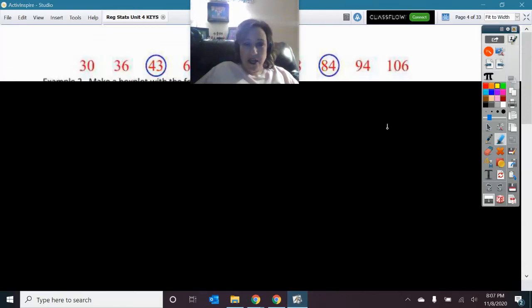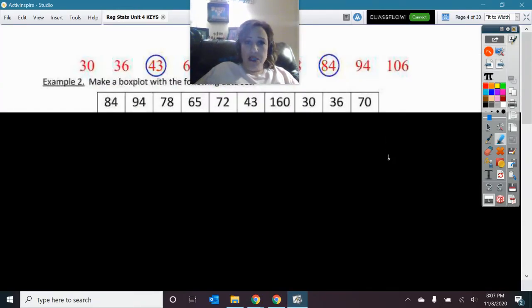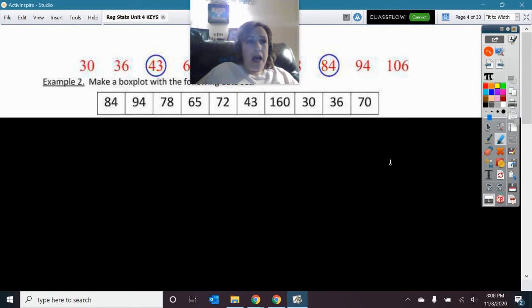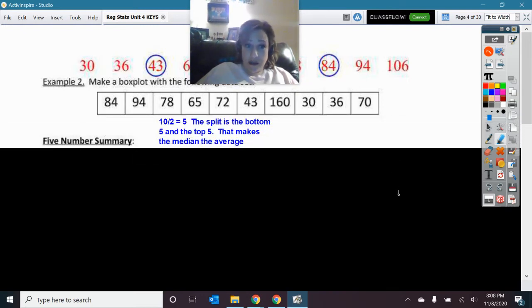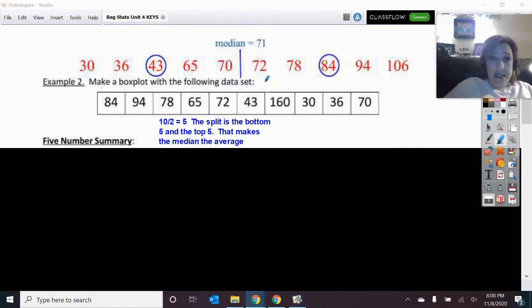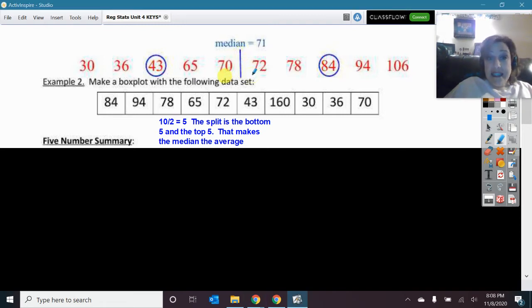All right, let's see how you did on making a box plot of these 10 numbers. Like I said, there were 10 numbers. If you split those 10 numbers in half, you're going to have five on each side. Since I had an even number in that set of data, with 10 items, that puts five on the bottom and five on the top. So this median is actually in between that fifth and sixth piece of data. I average that, and the average of 70 and 72 is 71.